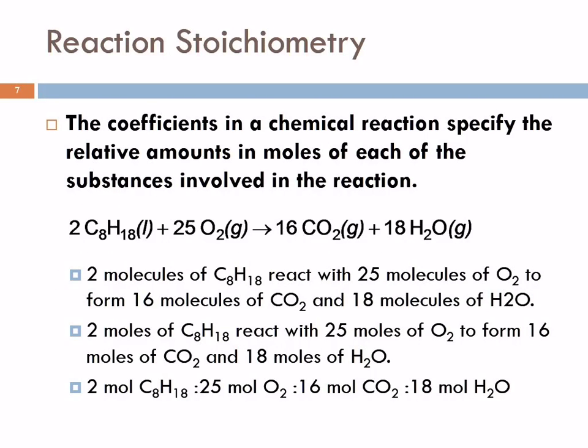The coefficients in that balanced chemical equation give us relative amounts of moles. And so we get conversion factors that are mole ratios directly from this balanced chemical equation. So we can say 2 molecules of octane react with 25 molecules of oxygen. We can say 2 moles of octane react with 25 moles of oxygen. And we can turn those into ratios or conversion factors. So for every 2 moles of octane, there will be 25 moles of oxygen used.